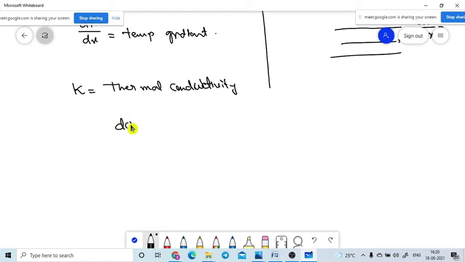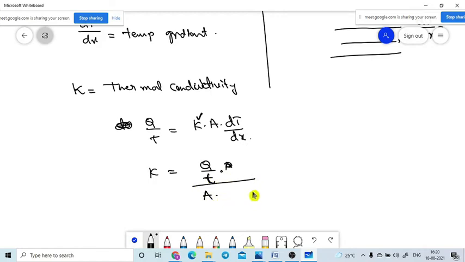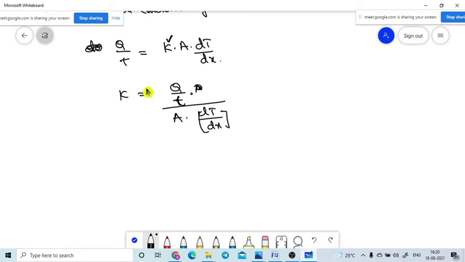Take the formula Q by t is equal to K into A into dT by dx. Our goal is to define K, so I am sending all the other terms to the other side: K is equal to Q by t divided by A into dT by dx. Is it correct? Yes, sir. So how can you define this? K is equal to Q by t divided by A dT by dx, where Q by t is the thermal current.